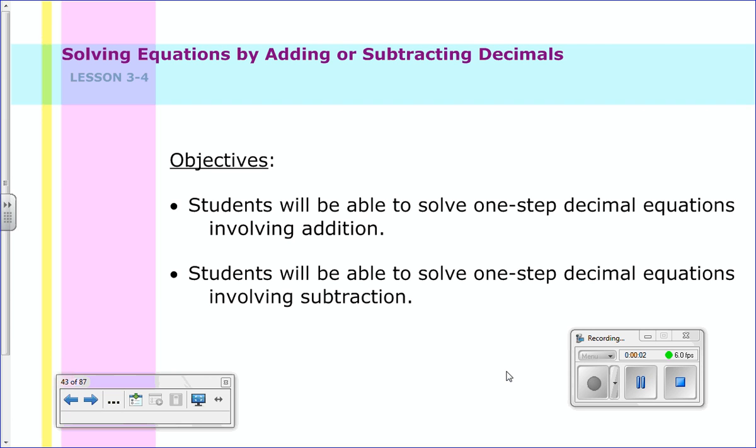Hello, 7th graders, and in tonight's lesson 3-4, we're going to look at solving equations by adding or subtracting decimals. Tonight's objectives include: students will be able to solve one-step decimal equations involving addition, and secondly, you will be able to solve one-step decimal equations using subtraction. So let's go ahead and get started.